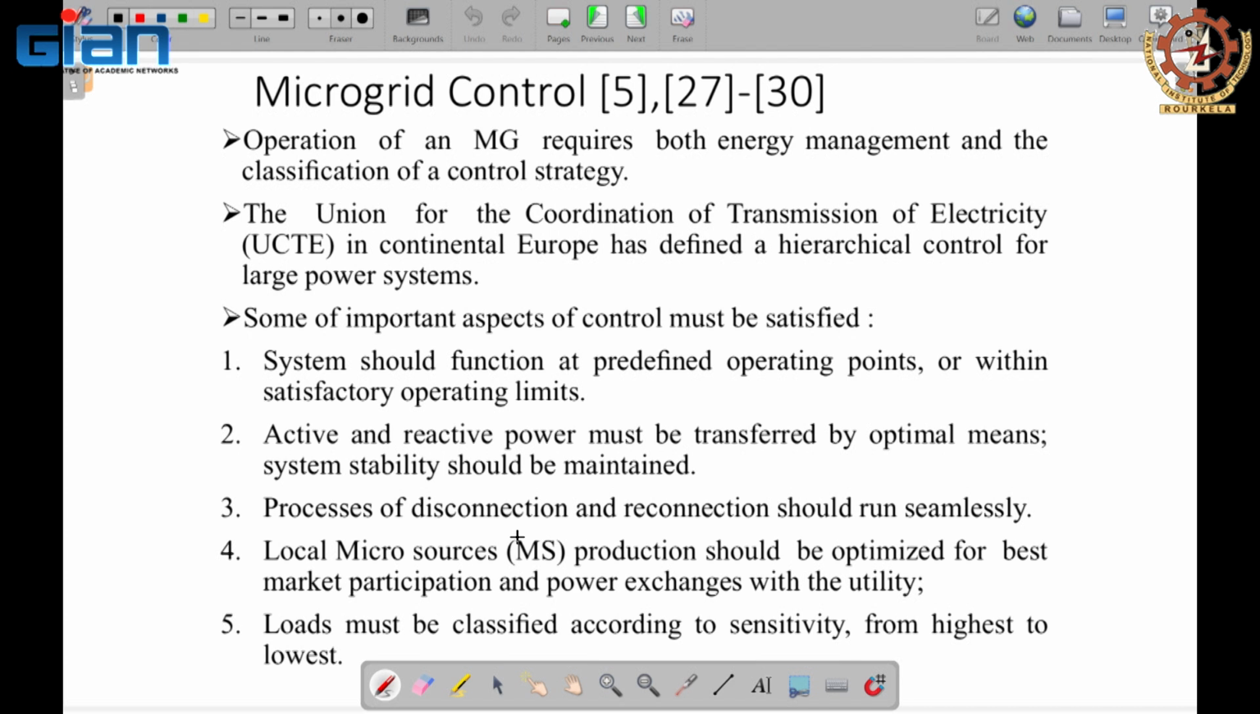In case of any fault, if you want to disconnect the microgrid or reconnect it, the operation should be very smooth. Depending upon the load, you decide how much load is to be connected or disconnected to maintain the power balance. So a proper scheme has to be decided, as Professor Rao explained about the issue of load shedding.